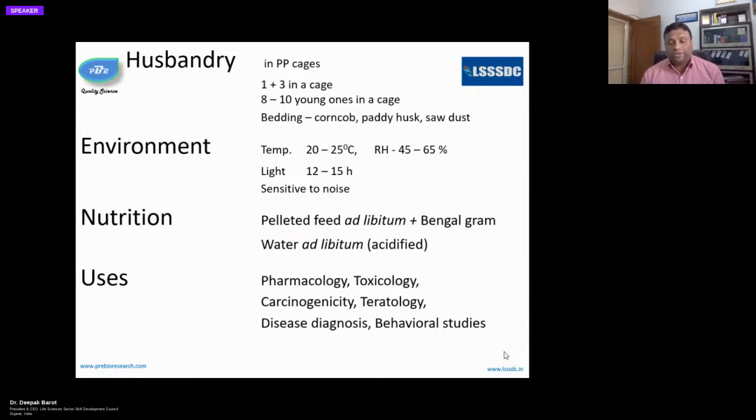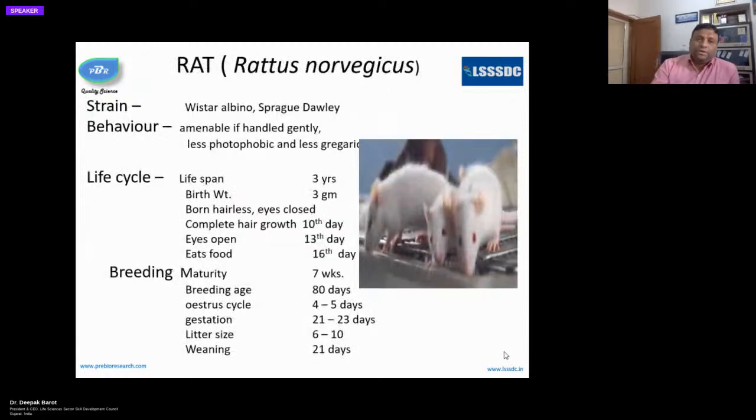animals. Where they are used, we have seen in the entire drug discovery development, especially for pharmacology, toxicology, genetic toxicology studies, for diagnostic purposes, and for behavioral studies. Rats, called Rattus norvegicus, the scientific name. The most popular strains are Wistar and Sprague-Dawley rats. They both look whitish in color, and again, they're kept in propylene cages, as we have seen in the video. And again, they're very easy and beautiful animals to handle.